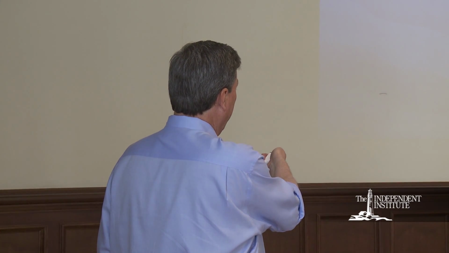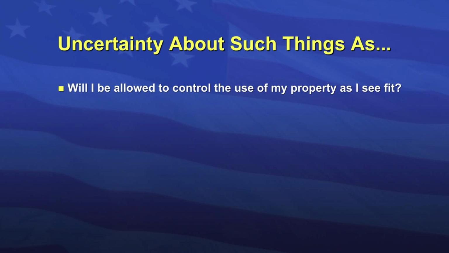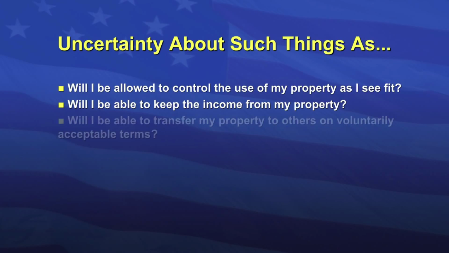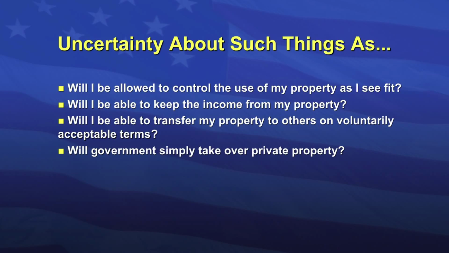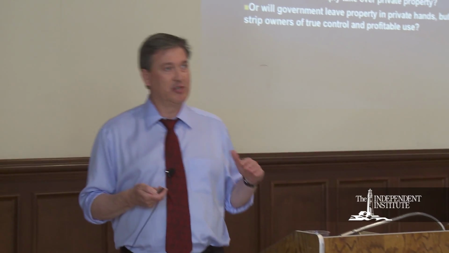And so regime uncertainty relates to very fundamental questions, such as, will I be allowed to control and use my property as I see fit in the future? Will I be able to keep the income that's generated from my property? Will I be able to transfer my property on terms that I find acceptable or not? And will the government simply take my property away from me? Or will they allow me to keep my title to my property, but so attenuate my rights that I can't use my property how I see fit? So, these are very fundamental questions.